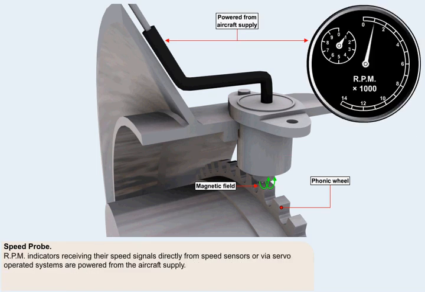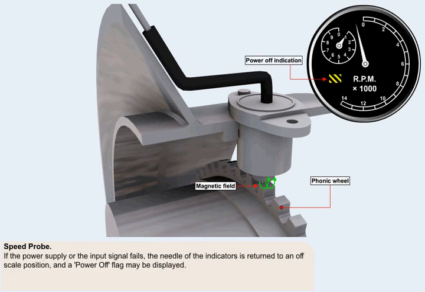RPM indicators, which receive their speed signals directly from speed sensors or via servo-operated systems, are powered from the aircraft supply. In the event of either a power supply failure or a signal failure, the needle of the indicator is returned to an off-scale position, and a power-off flag may be displayed.